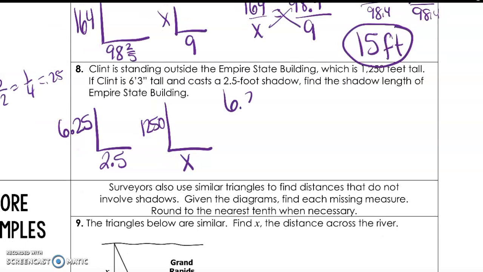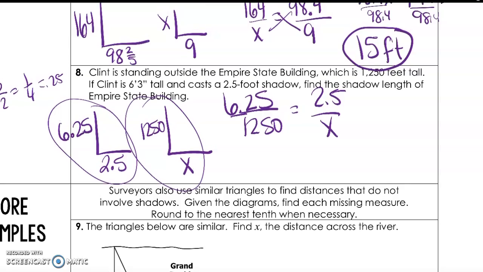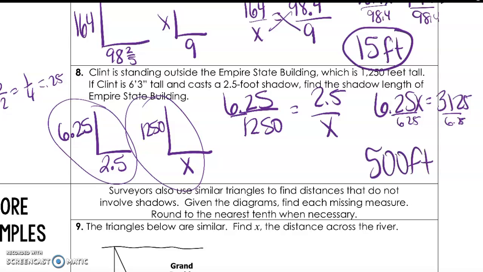So 6.25 over 1250 is equal to 2.5 over x. Again, you also could do these two over those two. Cross multiply, 6.25x is equal to 3125. Divide, and we end up with 500 feet for the shadow of the Empire State Building.